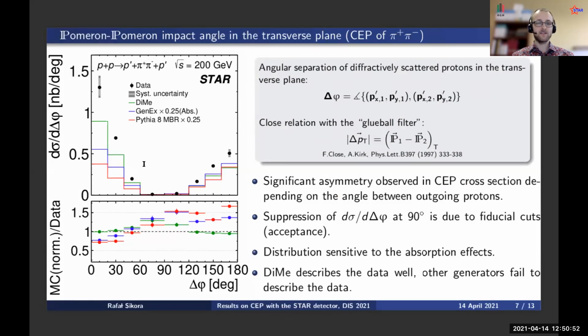We see significant left-right asymmetry. However, this asymmetry seems to be well described by the DIME generator that contains absorption. So this smaller cross section at delta phi greater than 90 degrees is attributed to the stronger absorption in this configuration of the forward protons, because we can conclude it from the comparison with DIME, which has this absorption in it.